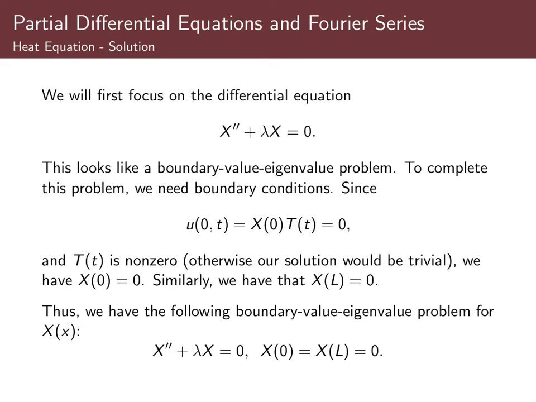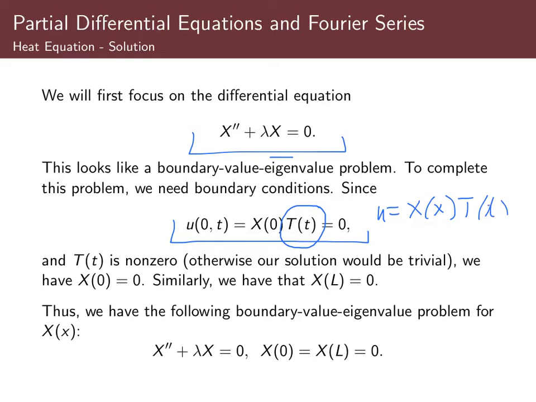Okay, we'll first focus on this second order problem in x. This looks very much like a boundary value eigenvalue problem. To complete this problem, we need boundary conditions. Since at 0 the solution is 0, and we don't want our actual solution to be the trivial solution, right? If our solution is X times T, and T of t is 0 for all t, then our solution is 0, and we don't want that. And thus, X of 0 must be the thing making this 0. Similarly, at L it will also be 0 for the very same reasons. What we have is a boundary value eigenvalue problem for X.